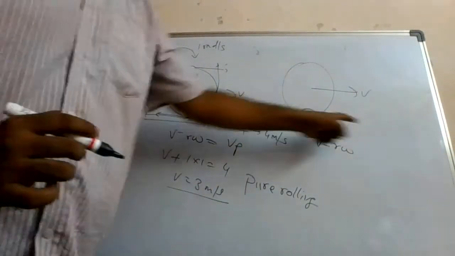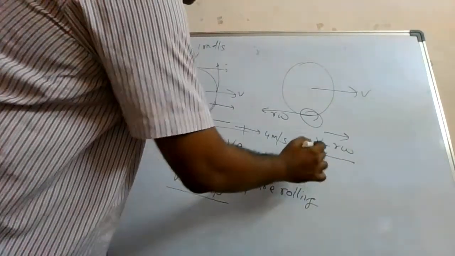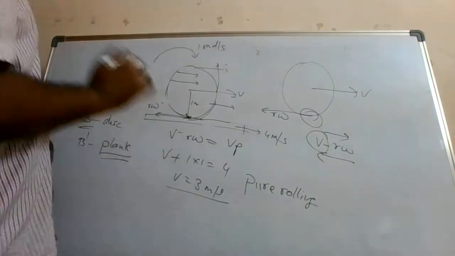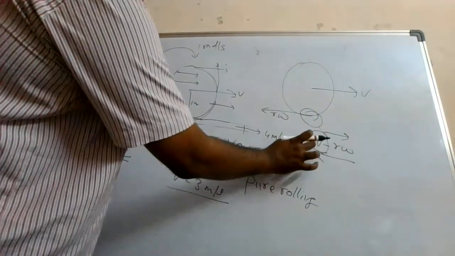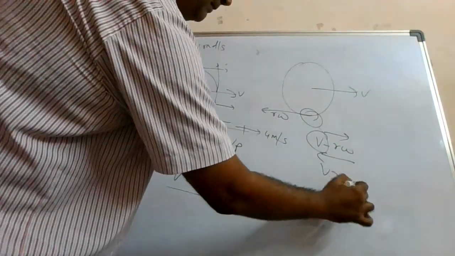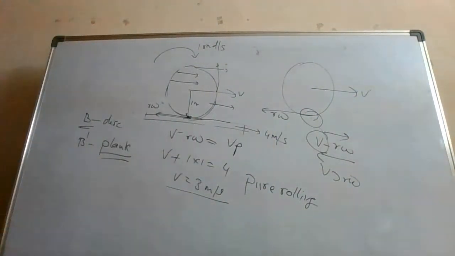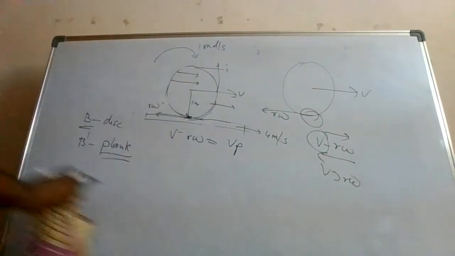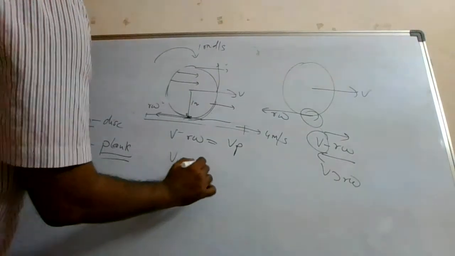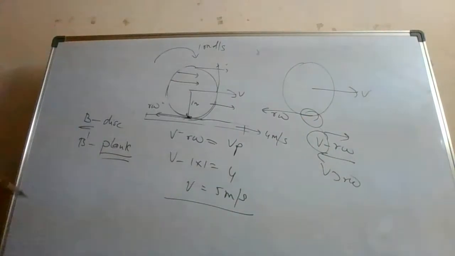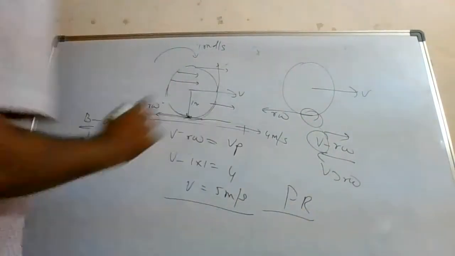Whether the net speed will be in this direction or that direction will be decided by v. But for the condition of pure rolling, is it possible? Yes, it is possible. You can take the case that v is greater than r omega. For example, v is 10, r omega is 2, 10 minus 2, 8. It will be in this direction only. So here v minus r omega is equal to vp. So v minus 1 into 1 is equal to 4. Here the speed has to be 5 meters per second to experience pure rolling.